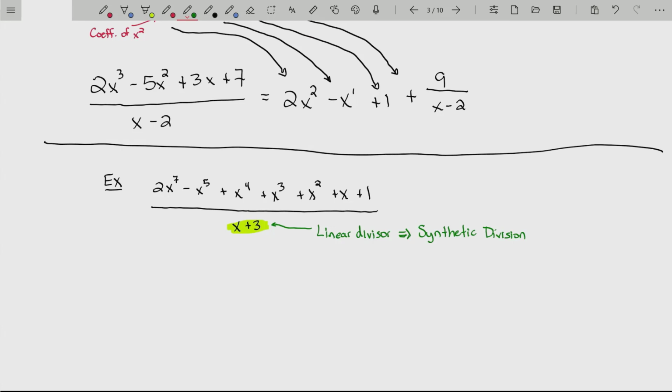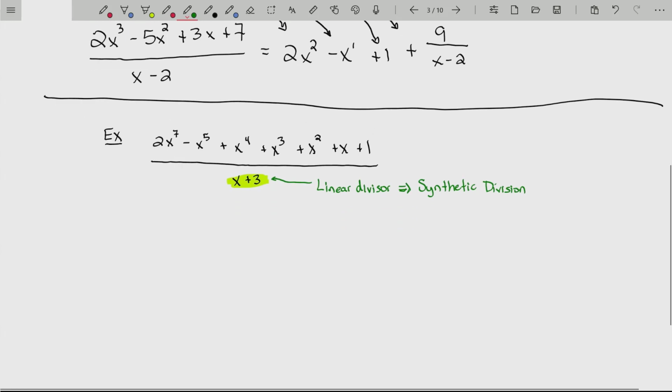I do want to mention before I continue though, you can actually do synthetic division even if the divisor is non-linear, but it requires you to factor your divisor into linear factors and divide by each of those. So that's more advanced. Don't worry about it for right now. You're just learning synthetic division. I'm just giving you a heads up that in the long run, you can actually use synthetic division for almost any polynomial. But let's go ahead and go forward here.